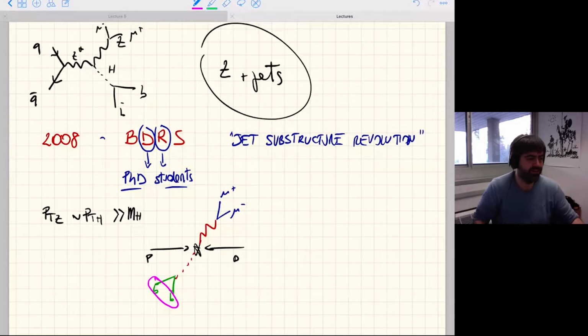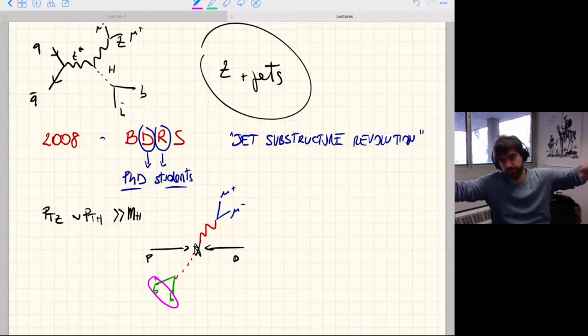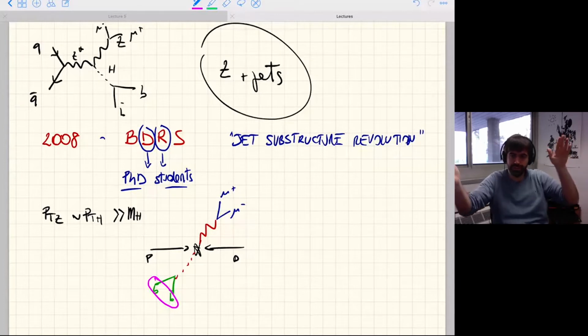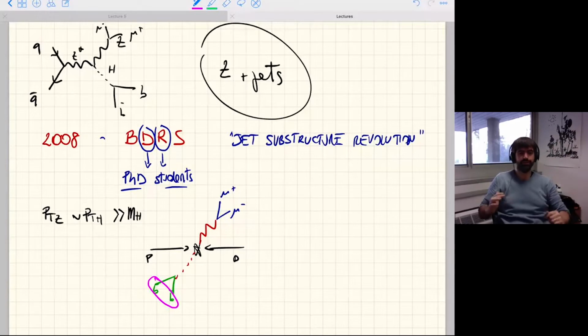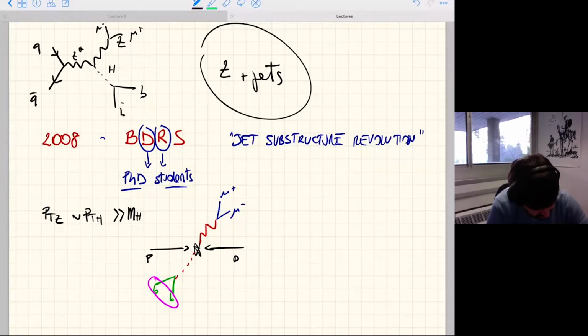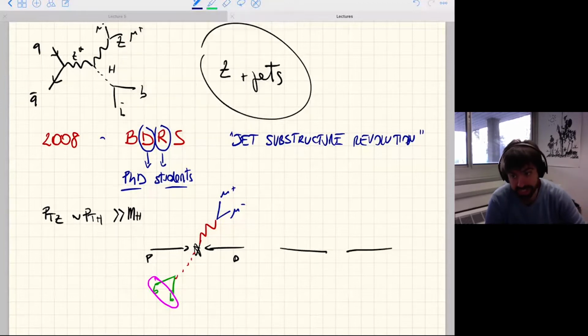So you can imagine that if the Higgs decays almost at rest to b b-bar, they fly in opposite directions, they hadronize, and they form two or more jets. If the Higgs is boosted, then in the lab frame, these decay products become closer and closer, and eventually the jet algorithm won't say two jets, but just one jet with all the decay products. And now all of a sudden, the background to this process is no longer Z plus jets, but is Z plus one jet.